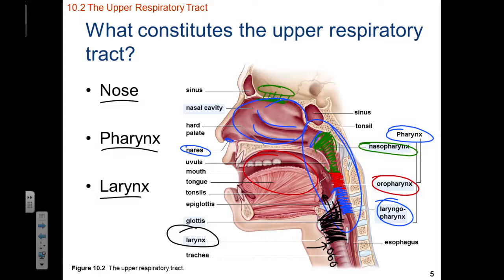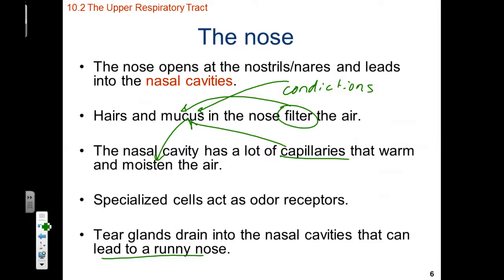Let's see if we can find the opening. It's about right there in the lacrimal duct, and it is not shown on this figure, so I won't point it out for you. But needless to say, there is a tube that goes from the eye to the nasal cavity.